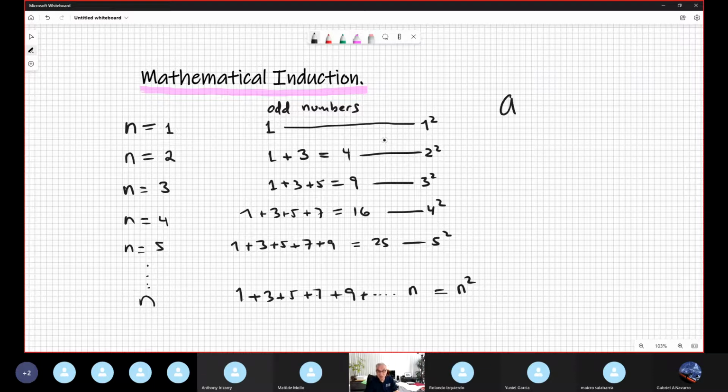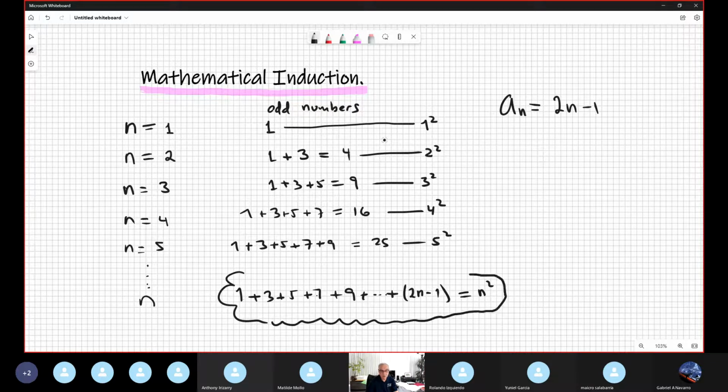Actually the general term a sub n corresponding to the sequence of odd numbers is 2n minus 1. Suppose n equals 1: 2 minus 1 is 1. Suppose n equals 2: 2 times 2 is 4, minus 1 is 3. So the sum 1 plus 3 plus up to 2n minus 1 is equal to n squared. This is what I need to prove using mathematical induction.